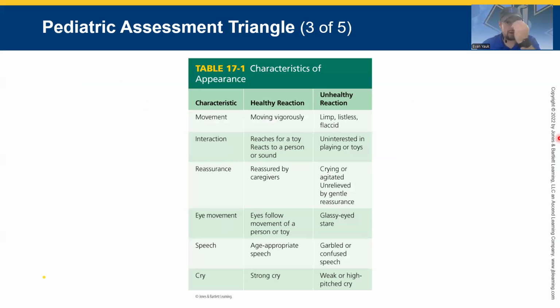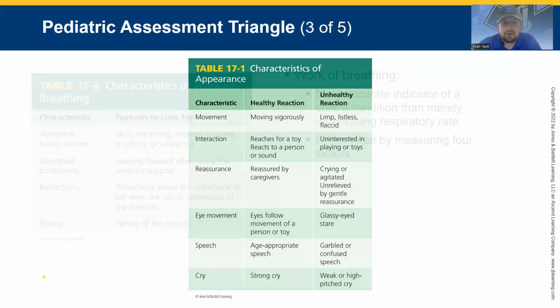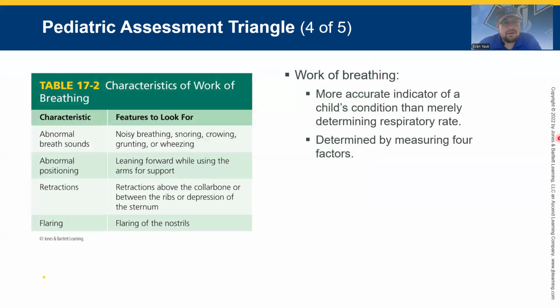So, characteristics of appearance, and I'm not going to read all this. You guys can pause the video and go over this, but the characteristics are movement, interaction, reassurance, eye movement, speech, and cry. We all know kind of what a child should be like. If it's not what it should be, we've got to figure out why.